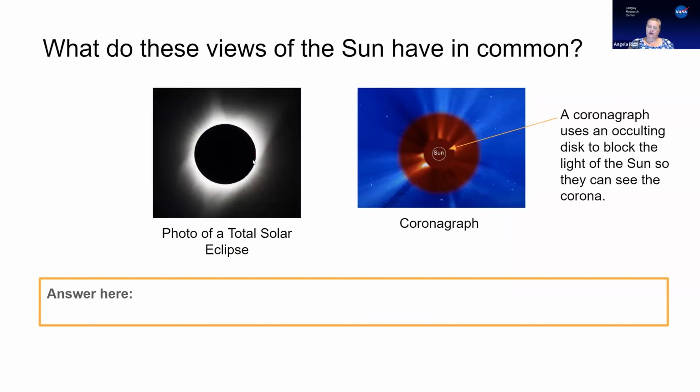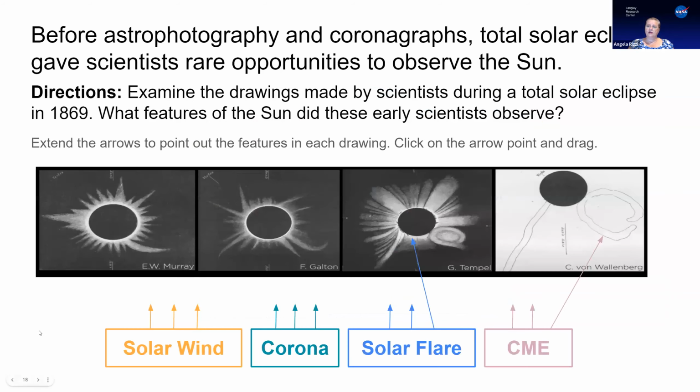And then here we have a photo of an eclipse and then a coronagraph, which would be a way that we observe the sun when there's not an eclipse. And they can talk about what these images have in common, these different ways of viewing the sun. Then they explore some early drawings and images of eclipses and see if they can identify any features, so they can move these arrows around. And it talks about how we've studied the sun in the past, that we learn things during the eclipse because we can see that corona.